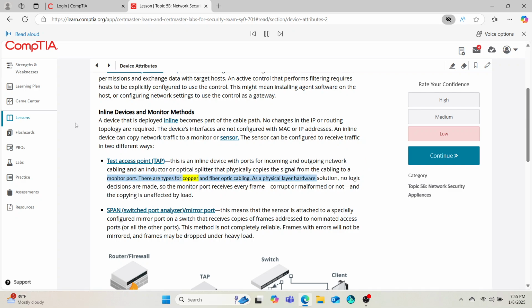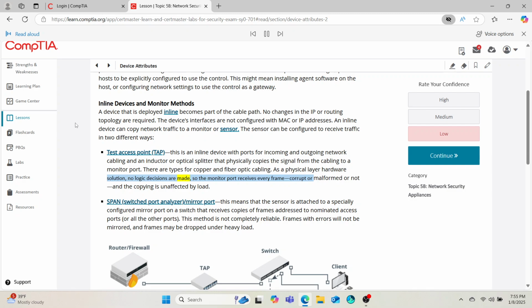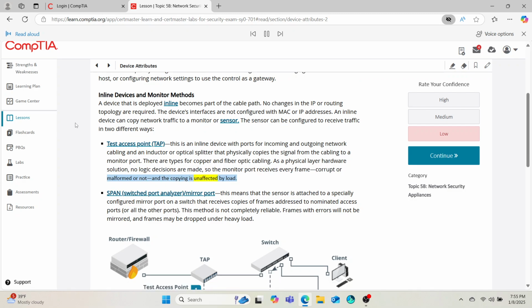There are types for copper and fiber optic cabling. As a physical layer hardware solution, no logic decisions are made, so the monitor port receives every frame, corrupt or malformed or not, and the copying is unaffected by load. SPAN, Switched Port Analyzer, /mirror port.